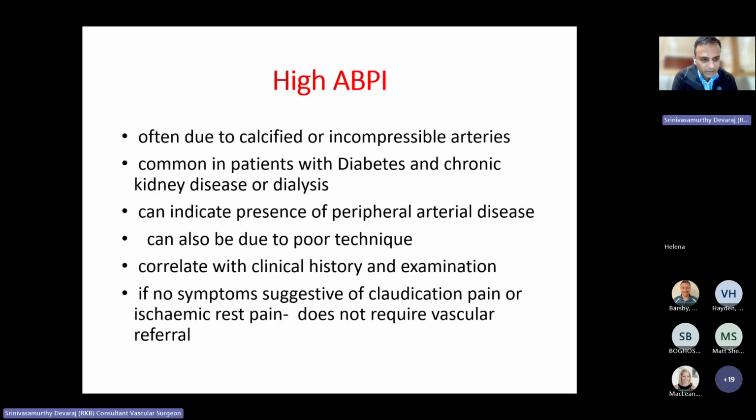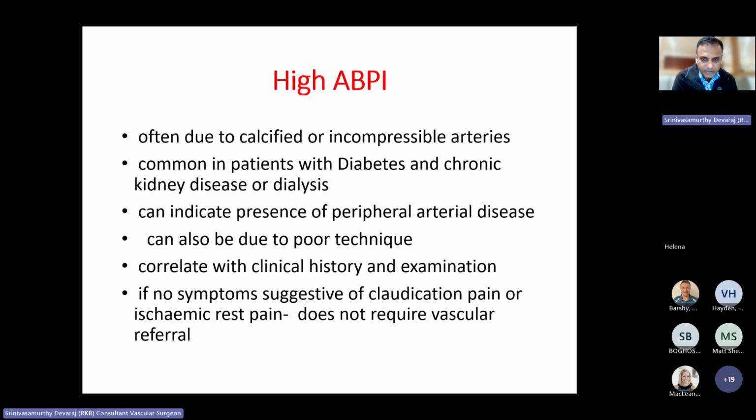High ABPIs. This is again a very common referral that we get, and most of these patients don't need to be seen in the vascular clinic. What does high ABPI mean? It means that their arteries are stiff or calcified or incompressible. And high ABPIs are very common in patients with diabetes, especially if they've had long-standing diabetes for many years, or they've got chronic kidney disease, or are on dialysis.